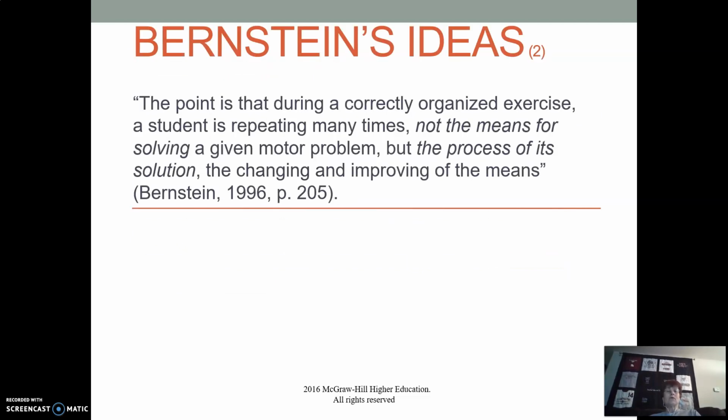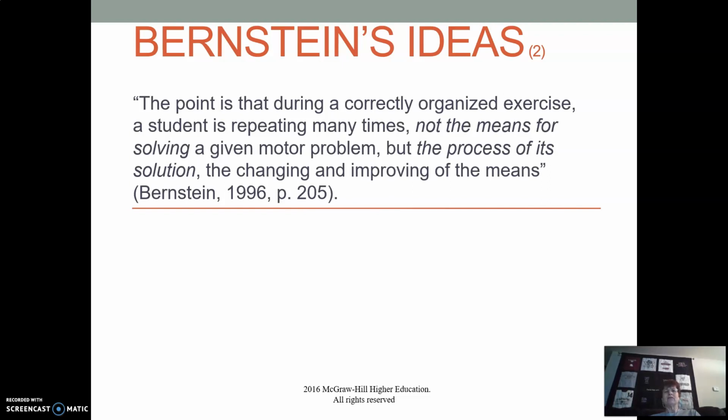I'll close with this quote from Bernstein, though. I think it's a great quote. The point is that during a correctly organized exercise, a student is repeating many times, not the means for solving a given motor problem, but the process of its solution, the changing and improving of the means.